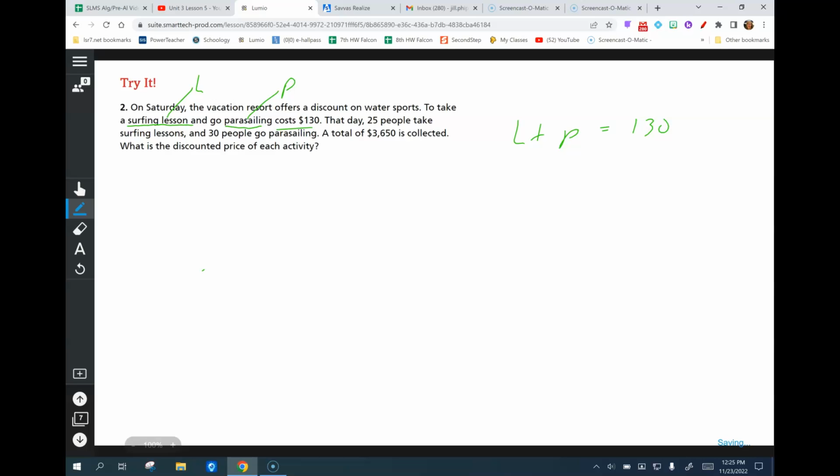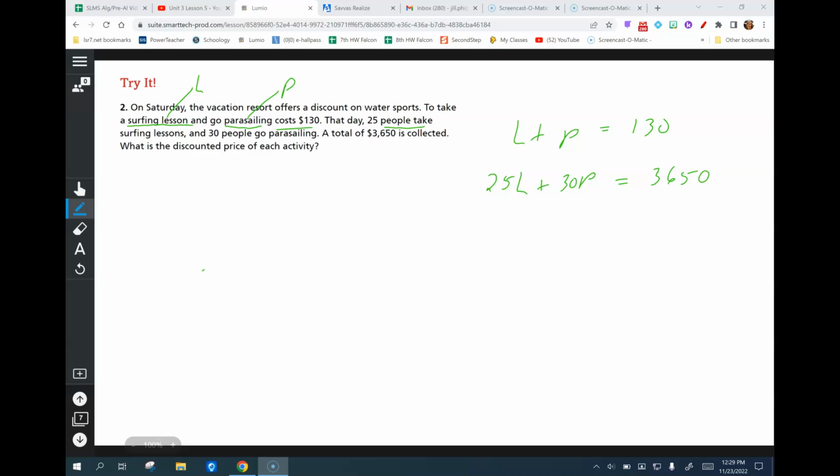Then it says 25 people take the surfing lessons, and 30 people go parasailing. And there was a total of $3,650. Okay? And that's all you have to do to set it up. Now we're just going to solve it.